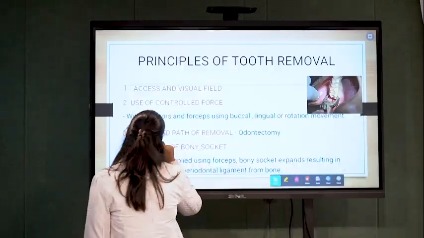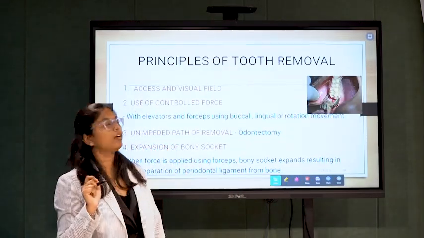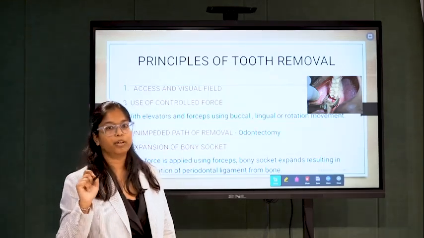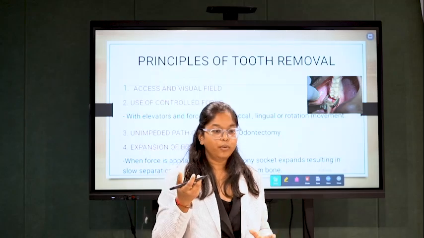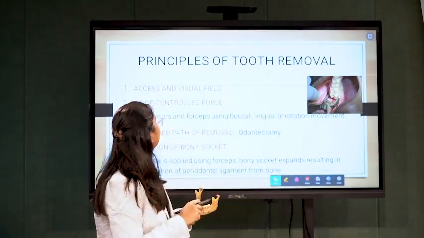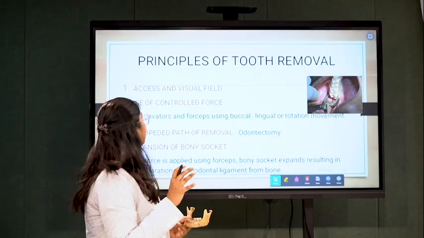Next we'll be talking about the principles of exodontia. So the first is access and visual field. This is the most important because if there is no access, how will you hold the instruments, how will you look for where you have to apply the forceps? So there should be adequate amount of access and visual field.